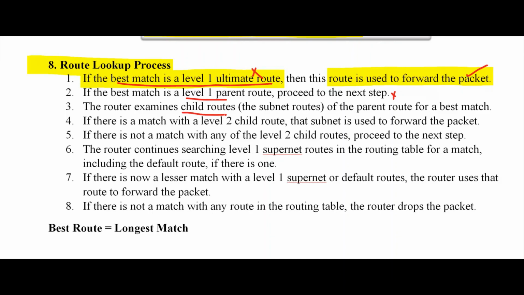Go for the child route. Then if there is a match with the child route, that subnet is used. Suppose there is a match available in the child route, you can use it. You have to go step by step.